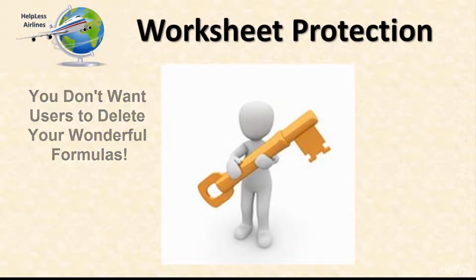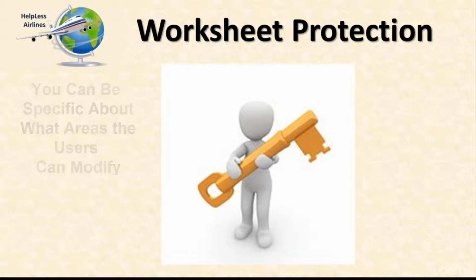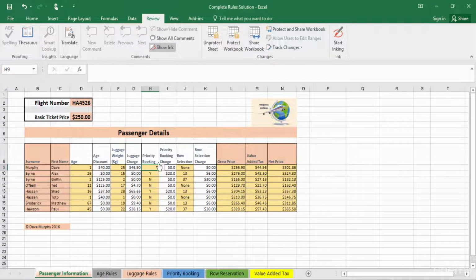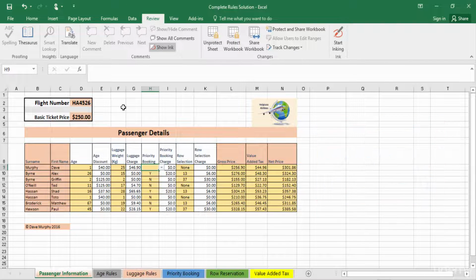You can be very specific in defining which elements of the spreadsheet users will be able to change when you protect the worksheet. For example, in the Helpless Airlines application, you don't want to allow users to be able to change anything apart from the passenger details and the appropriate information on the rules tables. That way, your sole employee will not be able to accidentally delete your complex formula into which you have put so much time and energy.